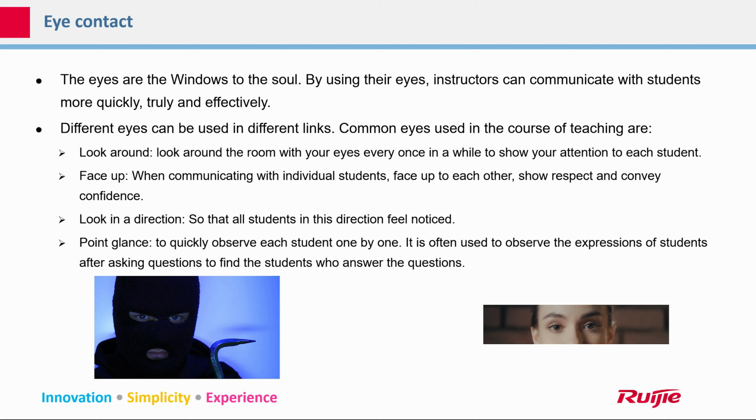And during the training, we should use our eyesight or eye contact to communicate with all the students, right? And pay attention to some suggestions here. For example, look around, face up, look in a direction, and point the guidance. Okay, using this eye contact in the appropriate scenario can help you have better communication with your trainees.